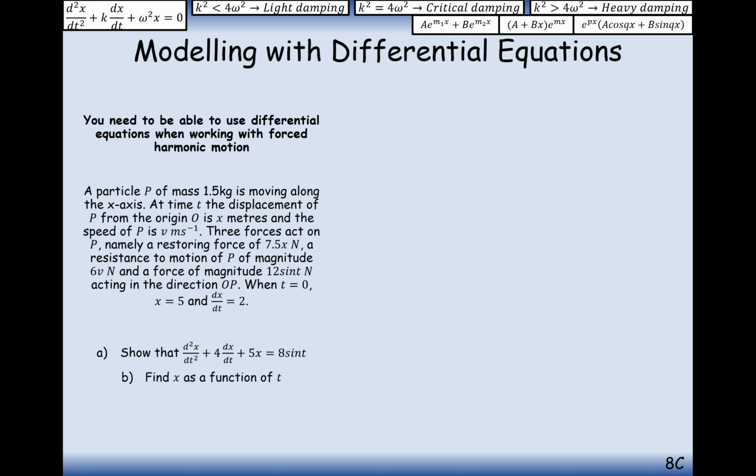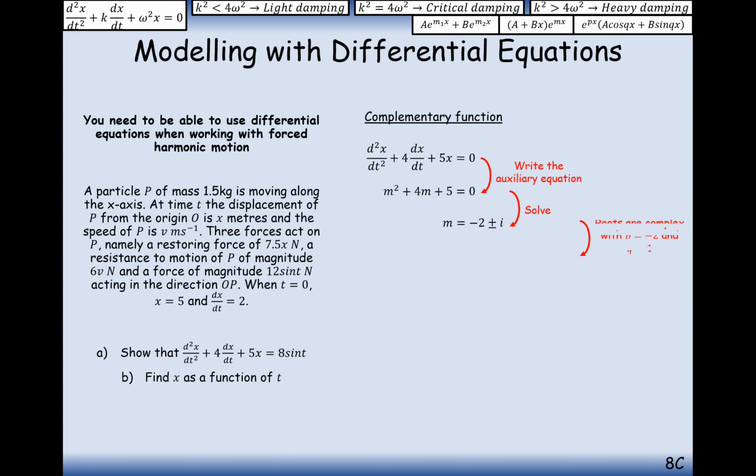Okay, let's move on to part B now. Find x as a function of t. So now first we've got to go through that whole process. Complementary function first. So let's solve it. We get an imaginary root, so we get complex root, so p equals minus 2 and q equals 1. So let's put that into the form of the answer. e to the minus 2t, a cos t plus b sin t.